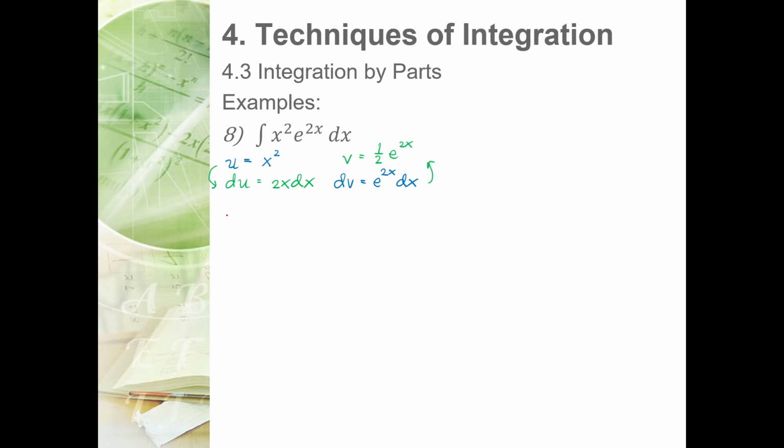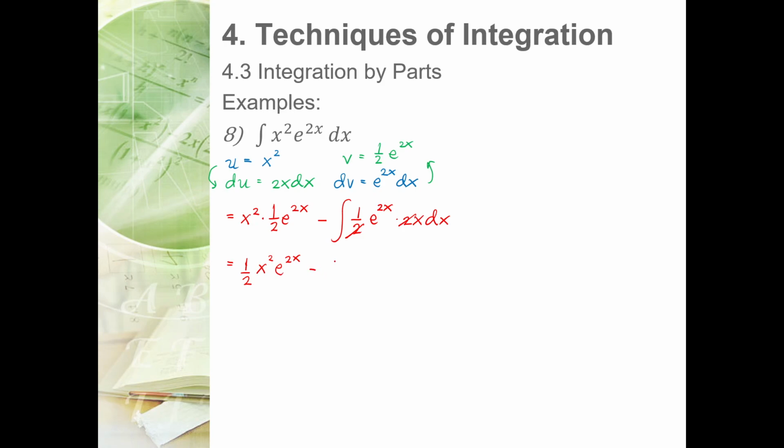Okay, so next we're going to have uv minus the integral of v du. So x squared times 1/2 e raised to 2x, then minus the integral of v du. So that will be 1/2 e raised to 2x times 2x dx. So eliminate the 2 here in the integral. So this becomes 1/2 x squared e raised to 2x.